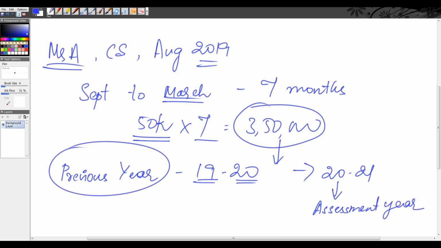So whatever he has earned in the previous year, the same will be taxed in the assessment year. So he has to file the return in the next year, that is called the assessment year 2021, for the income earned in the calendar year 1920. So I can see various questions already.